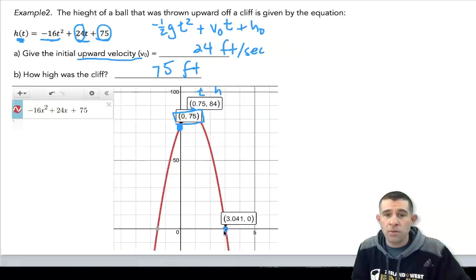The next interesting point to take a look at is where it crosses the x-axis again. In other words, my height is 0, so that's when it hits the ground. And our time here is 3.04 seconds, so about 3 seconds it takes for that ball to go up and then come crashing back down and hit the ground.